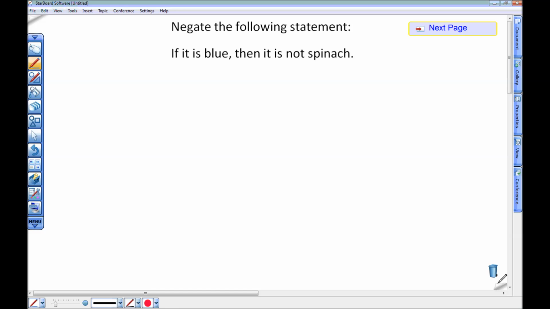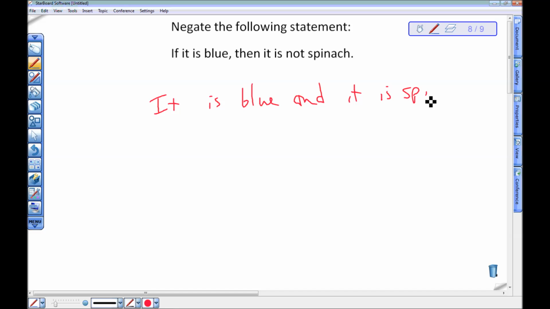If it is blue, then it is not spinach. Negation. It is blue and it is spinach. Gotta spell spinach. Not that you can tell with my handwriting anyway. But if it is blue, then it is not spinach. Negation, it is blue and it is spinach.